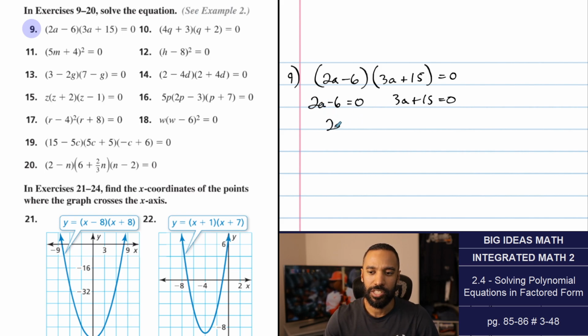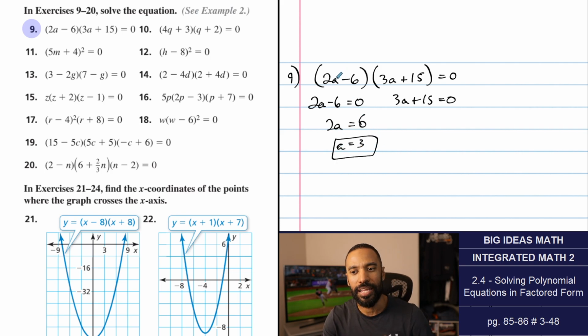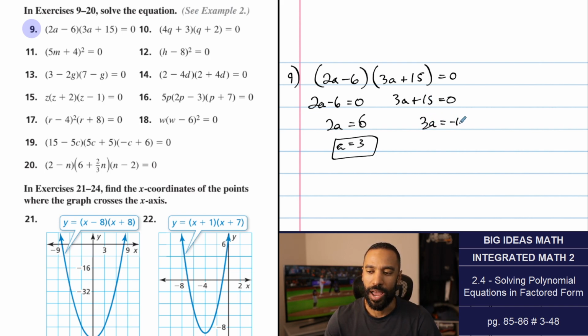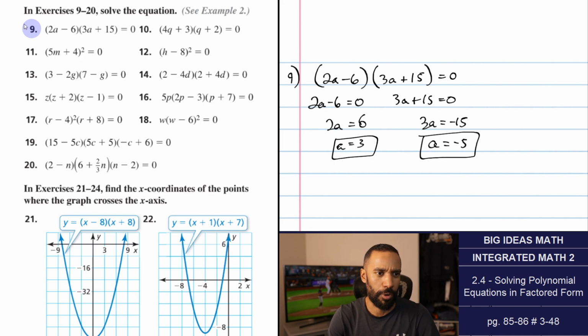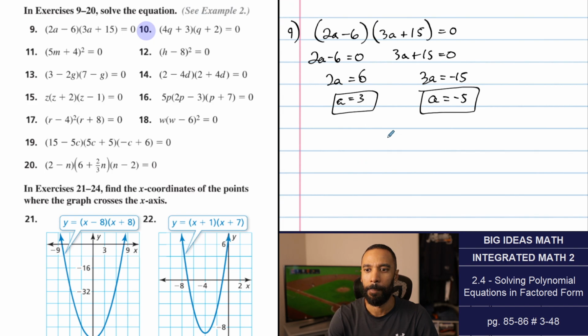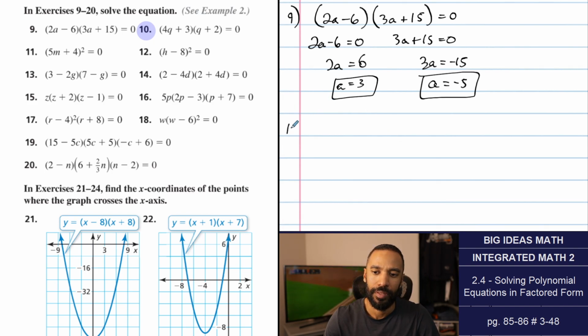If I add 6 to both sides and then divide both sides by 2, I will get a equals 3. So it's not just 6, it's not the opposite, because 2 times 3 minus 6 gives me 0. Subtract 15 from both sides here and then divide both sides by 3, you'll get a equals negative 5. So one or the other condition works. You'll see a lot more problems like that, but I think we're going to see a lot of fractions showing up pretty soon.